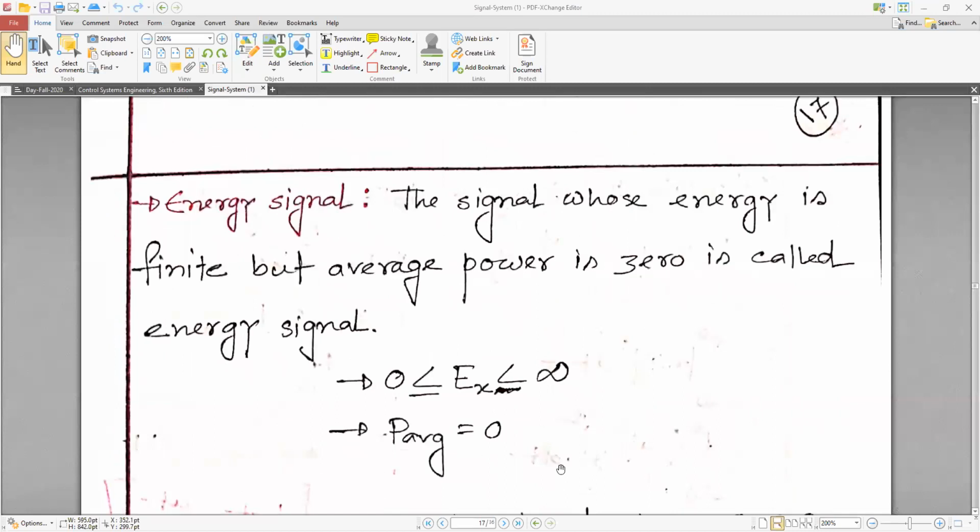So see the definition again. The signal whose energy is finite but the average power is 0 is called the energy signal.